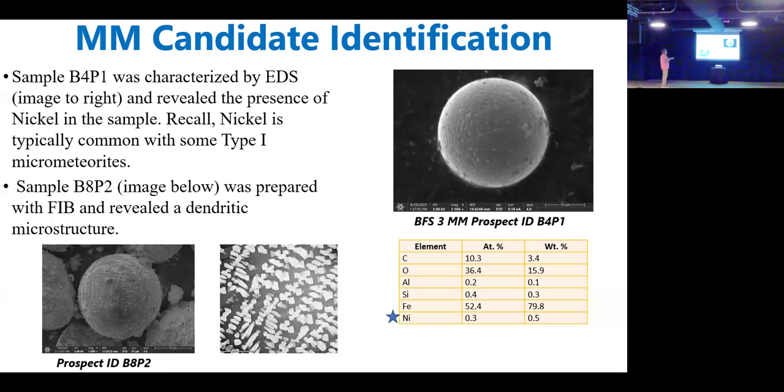Now he was labeling them Belfou Shale prospect ID number. Once again, this one is an odd looking sphere. And what caught our attention is it does have some nickel in it. Nickel is a very strong indicator of potential micrometeorite. Prospect ID B8P2 had this strange grid-like pattern, and when we looked at that after FIBing, very interesting dendritic microstructure.